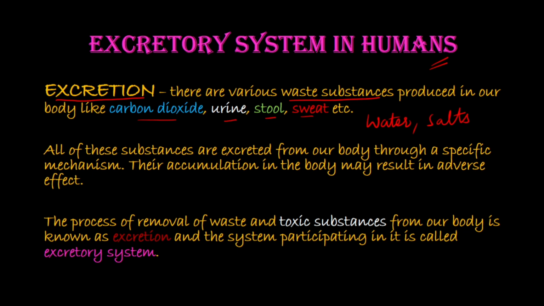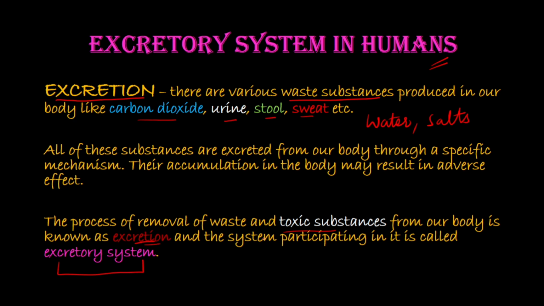You know, there are so many activities going on in our body. That is why a huge amount of waste substances are also produced. If these waste substances remain inside the body, they may accumulate and form toxins, right? And these toxic substances need to be eliminated out through the process of excretion and through a specific system that is known as the excretory system.